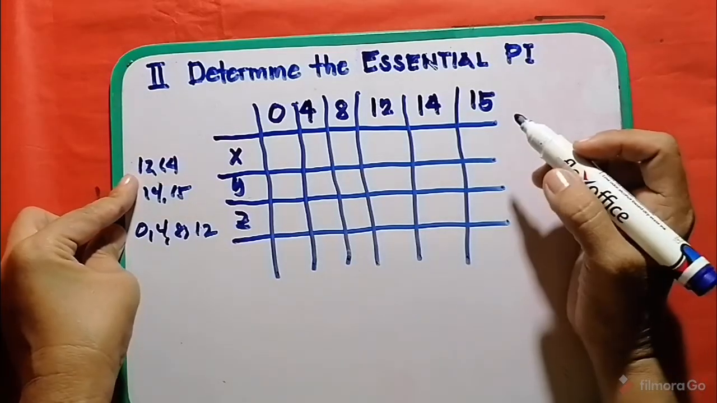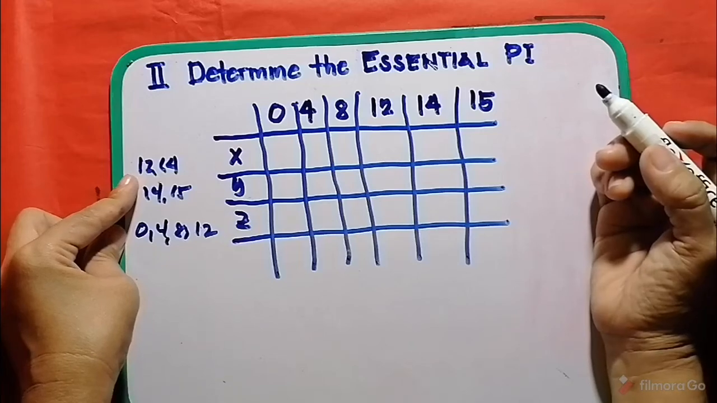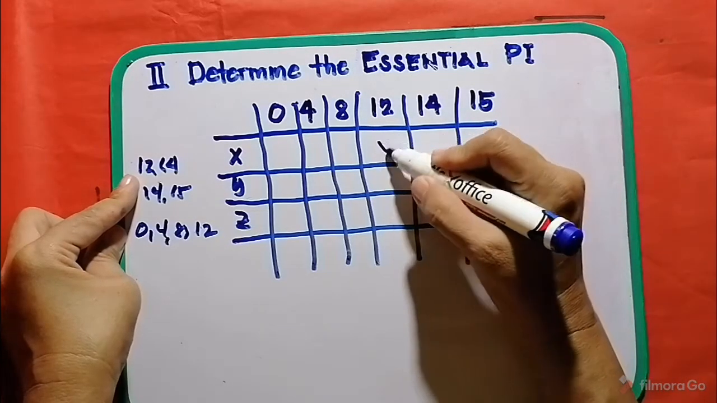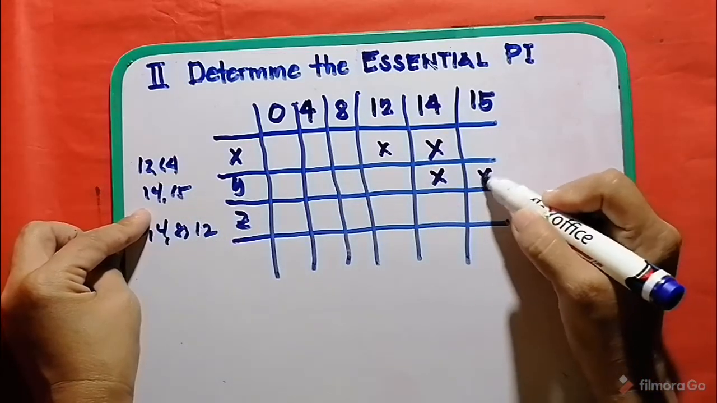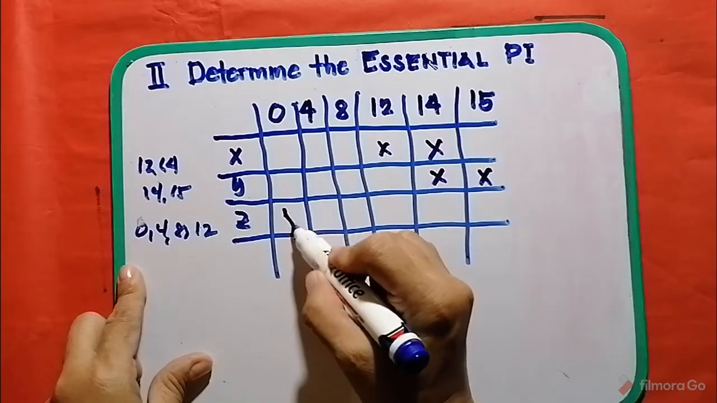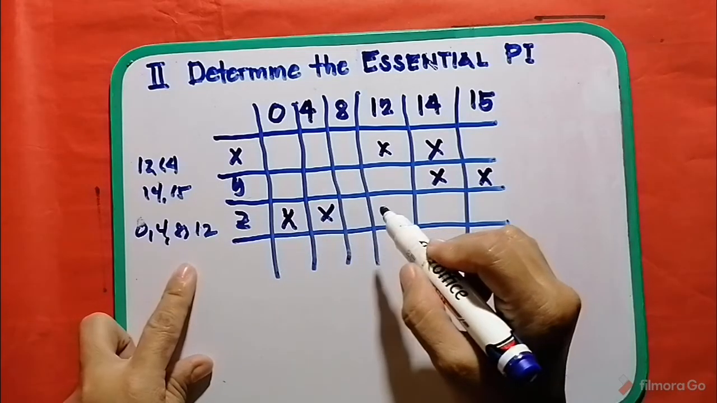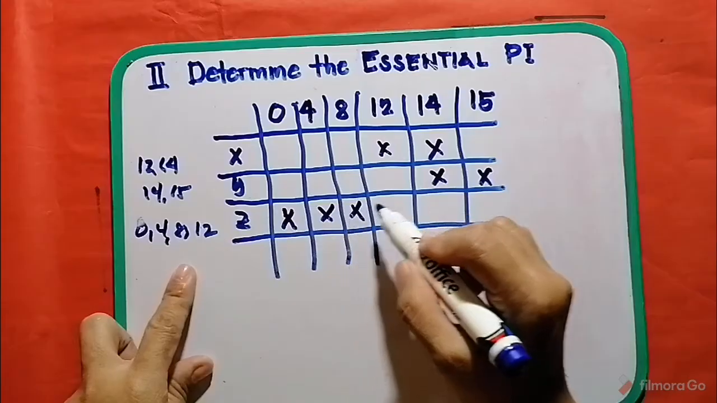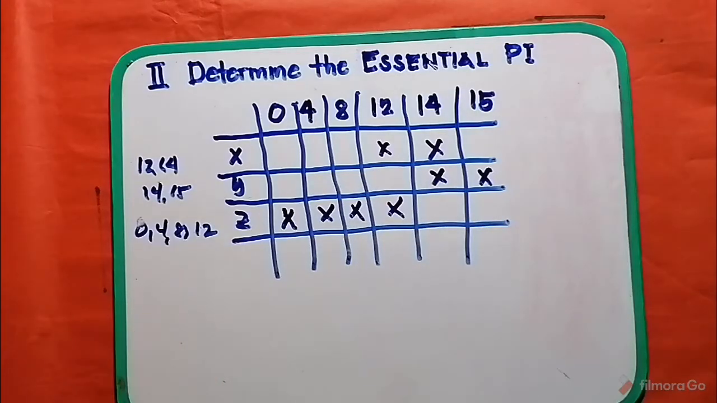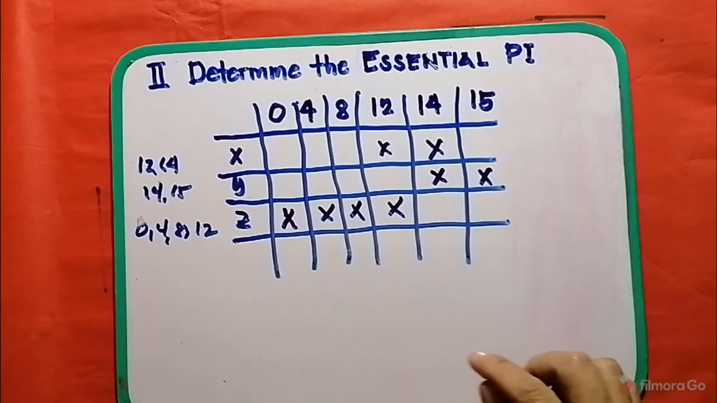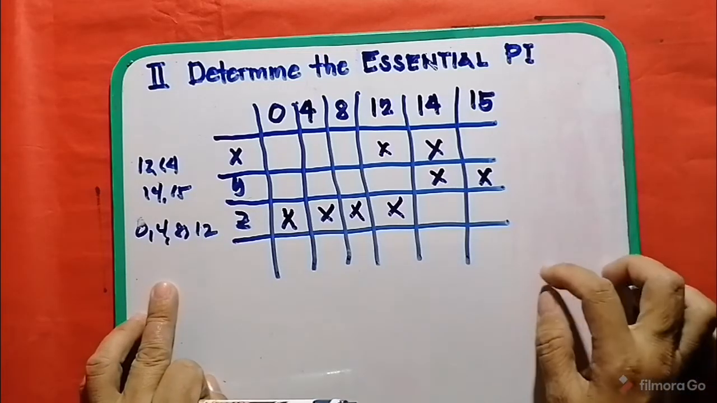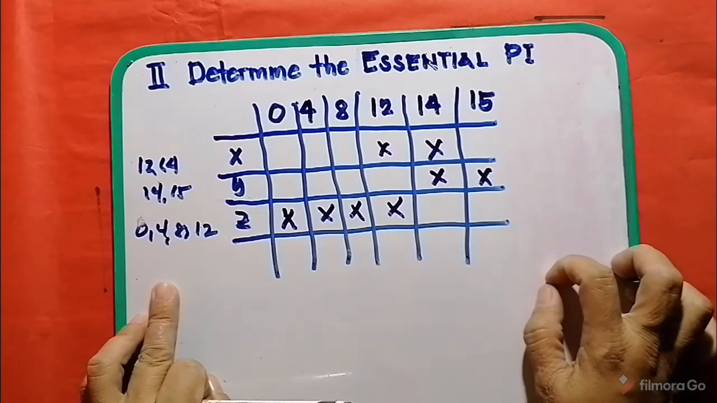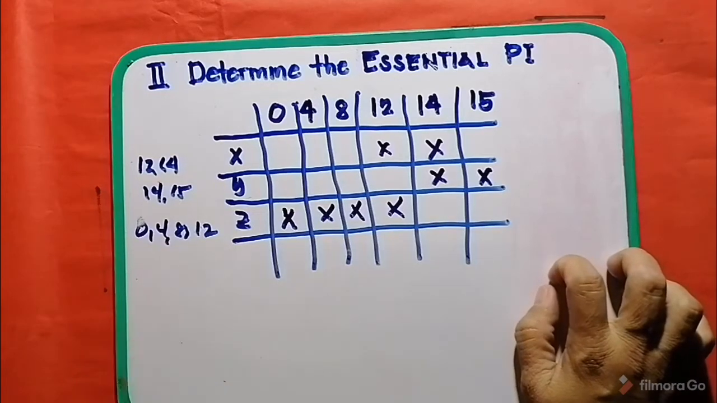For X, we simply put a cross under column 12 and 14. Then for Y, we have 14 and 15. For Z, you have 0, 4, 8, and 12. Then next, after plotting all these implicants on this matrix, we now determine the essential prime implicants.